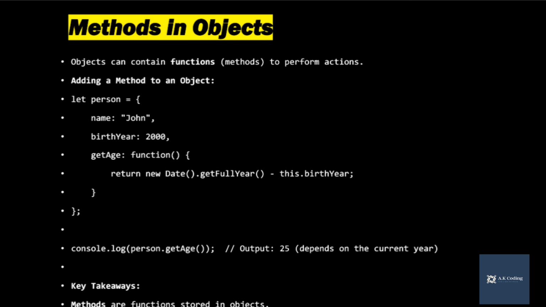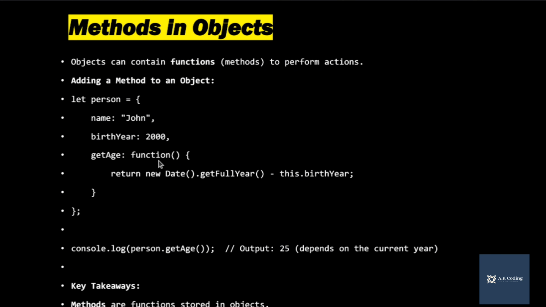So, methods in objects. Objects can contain function methods to perform actions. And adding a method to an object, how can we do this? As you can see, we have a person and we have two properties, and the third property is a method, which is a function. The first property we have is name, John, the type of the value is string, and the next one is birthday, 2000, and getAge.